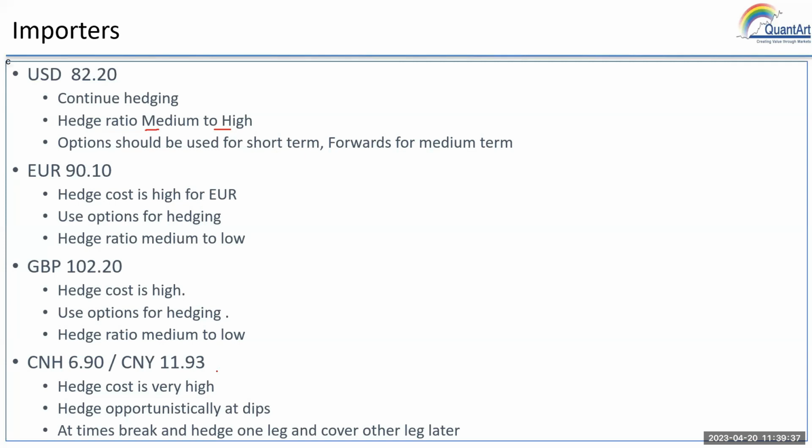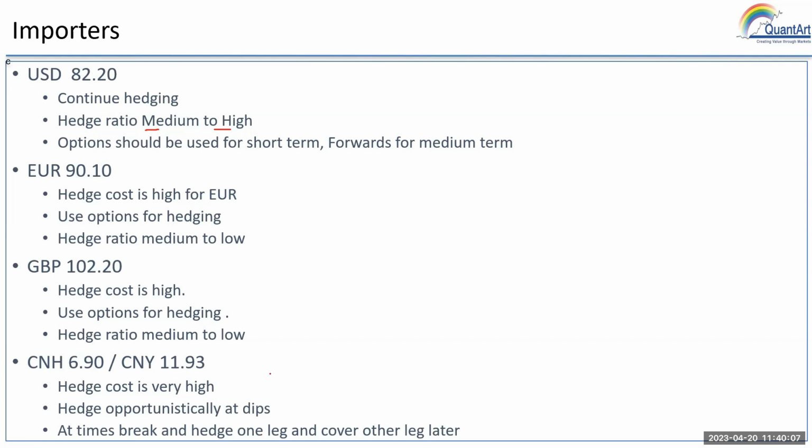Chinese yuan, that is, if you have imports in Chinese yuan, it is very important to have a hedge strategy which is a bit opportunistic, that you keep monitoring the levels, and whenever you see a dip, you hedge. When CNY INR comes to 11.75, 11.80, you hedge a little bit. Then otherwise, if it's more than 12, you just wait.